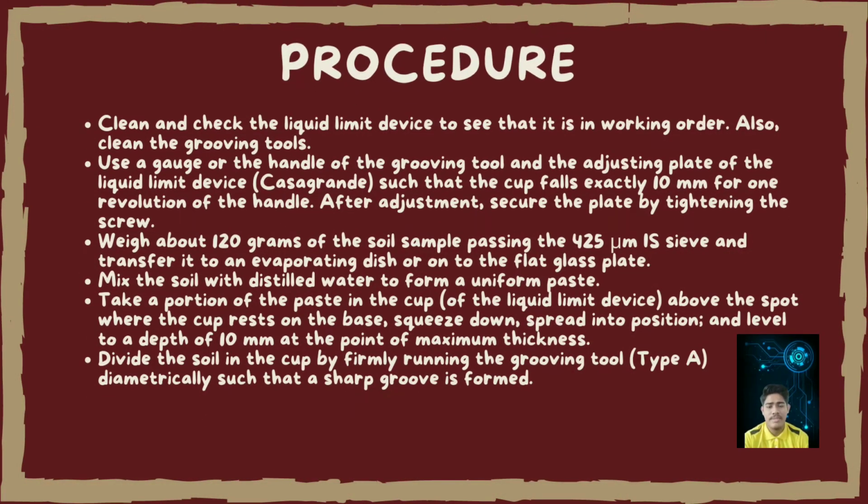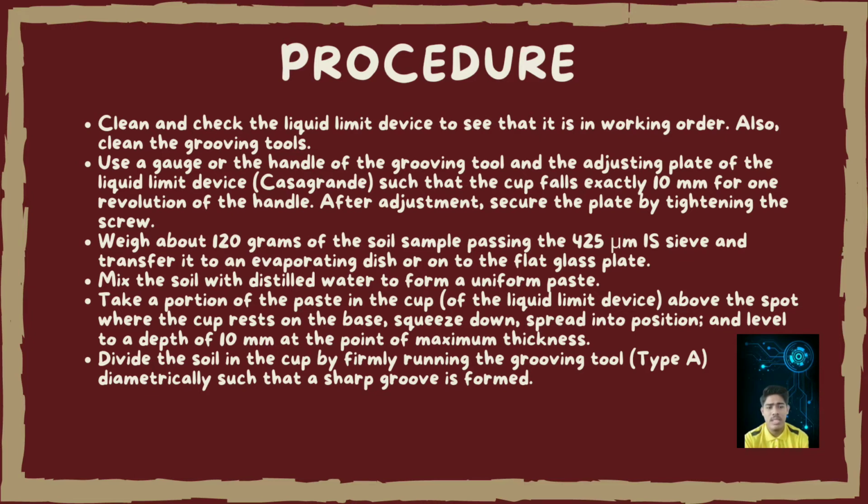Next is procedure. First is clean and check the liquid limit device to see that it is in working order. Also clean the grooving tools. Next, use a gauge or the handle of the grooving tool and the adjusting plate of the liquid limit device Casagrande, such that the cup falls exactly 10 mm for one revolution of the handle. Next is weigh about 120 grams of the soil sample. Next is mix the soil with distilled water.